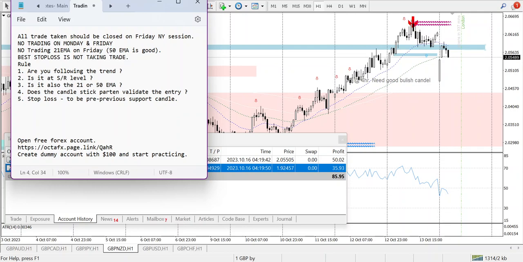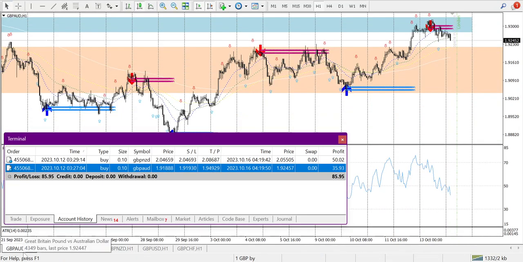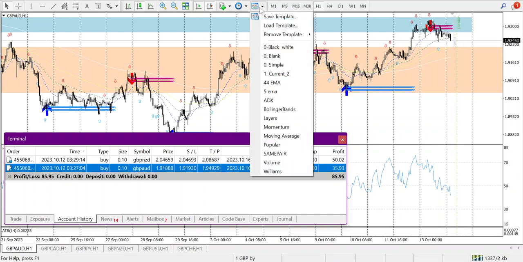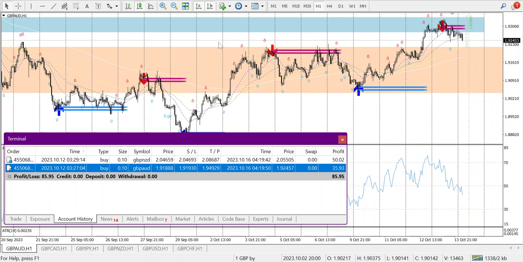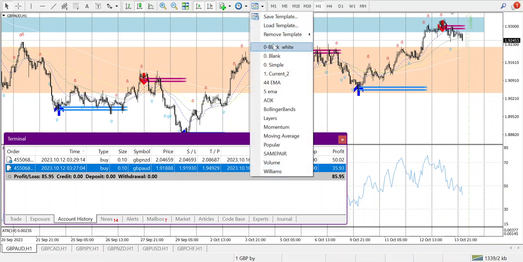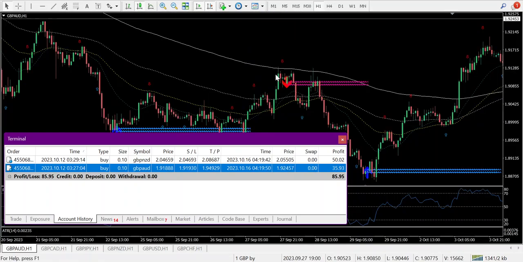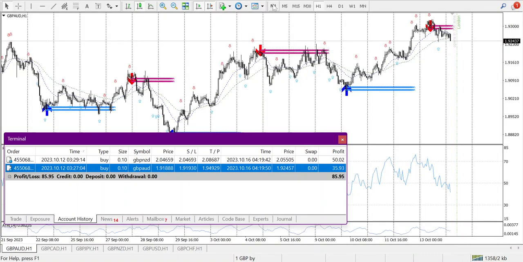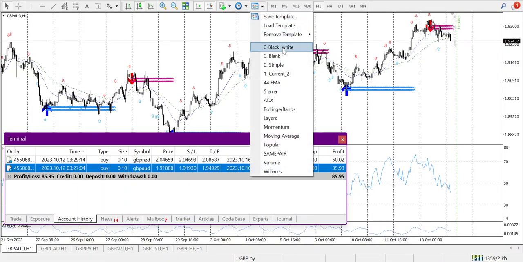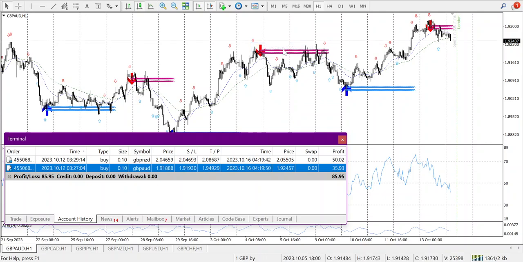Because for trades open on Monday, Tuesday, Wednesday, something can happen on Monday, the market opens with a gap up or gap down, and it ruins everything. So I am removing all the things, and let me start. I don't know which is the current one. No, this is not the current one, sorry. So this is my current template, black and white.